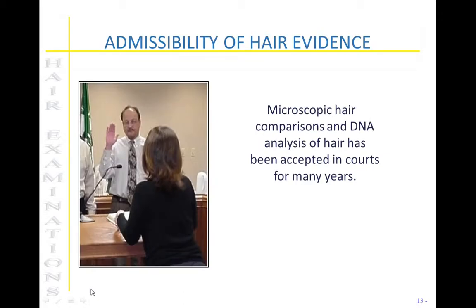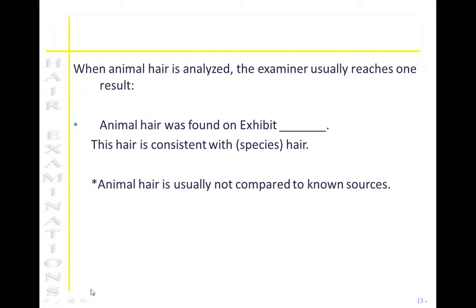The microscopic examination of hairs and also DNA analysis of hairs have been accepted in courts for many years. The procedures for both of these examinations have passed Frye and Daubert hearings. When animal hair is analyzed, the examiner usually reaches a result. They will determine if it is animal hair, and then they will say what exhibit it was found on, and that it is consistent with a particular species.